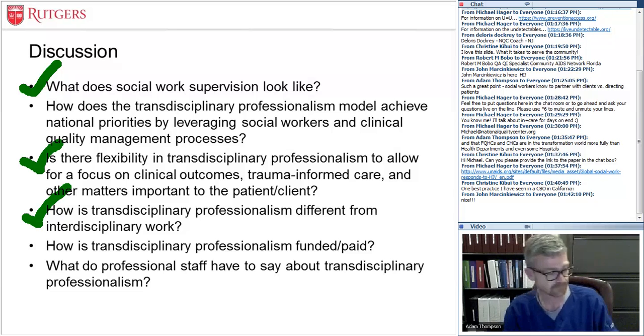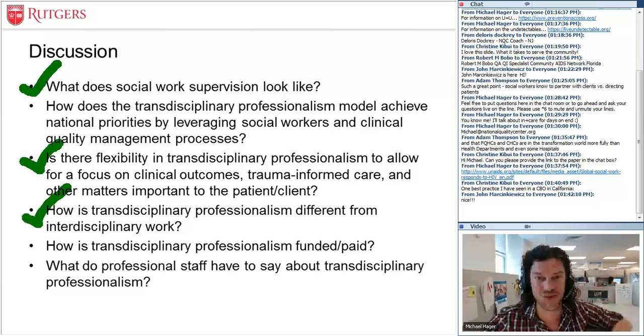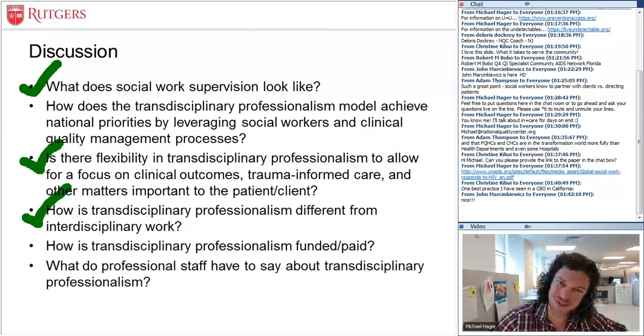Bingo. And in terms of the second check mark on the list here, it's the one I just made. Is there flexibility and professionalism to allow for focus on all these different things that are important to the different groups, and then, of course, important to the patient, too? As you said earlier, the most important person in the room.